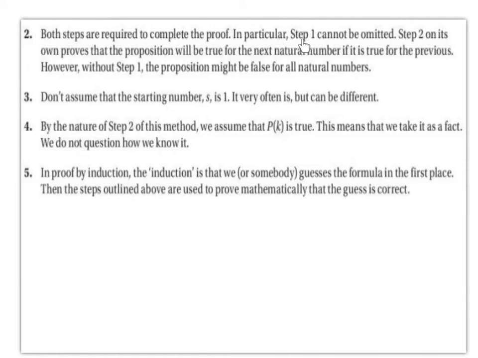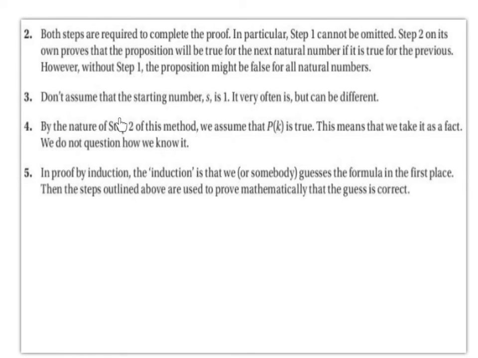In particular, step 1 cannot be omitted. Step 2 on its own proves that the proposition will be true for the next natural number if it is true for the previous. However, without step 1, the proposition might be false for all natural numbers. Don't assume that the starting number s is 1. It very often is, but it can be different.